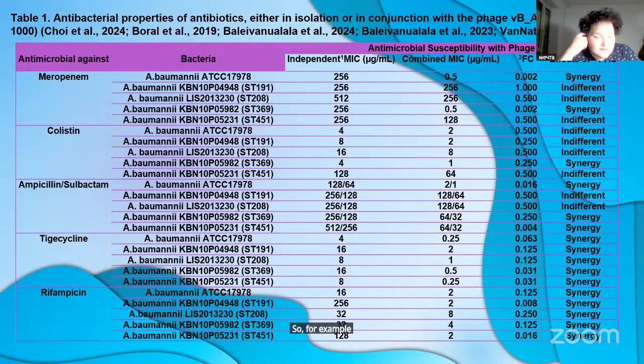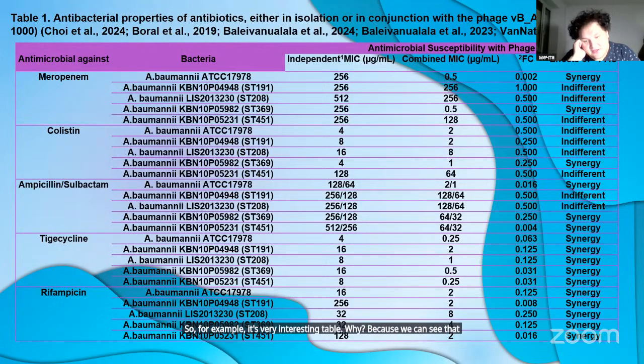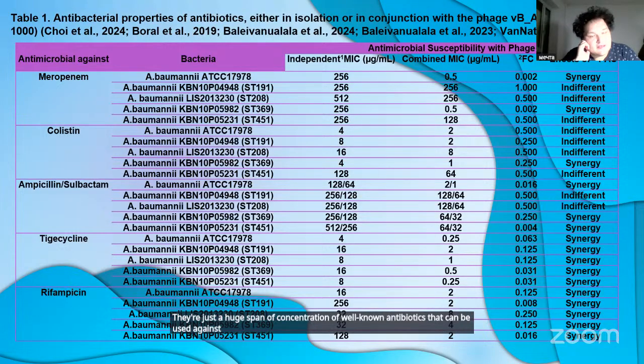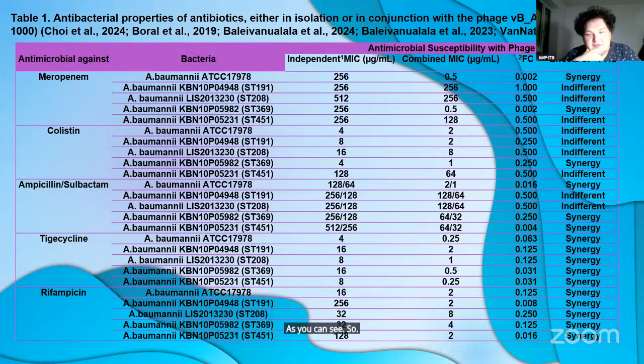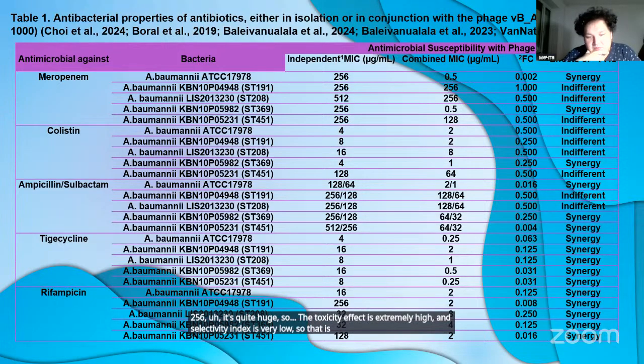For example, this is a very interesting table. Why? Because we can see there is a huge span of concentrations of well-known antibiotics that can be used against these various strains of CRAB, as you can see. The most effective is 400 micrograms per milliliter and 256. It's quite high, so the toxicity effect is extremely high and the selectivity index is very low. So it could actually be ignored as a therapeutic.